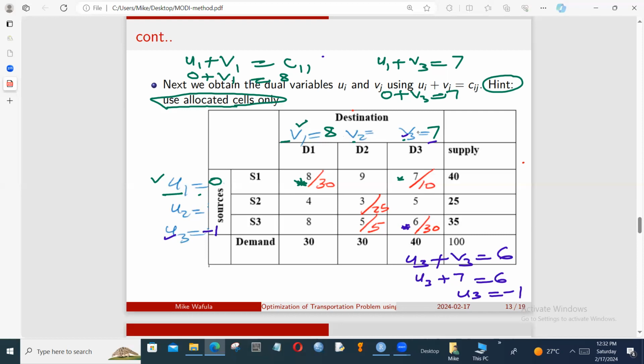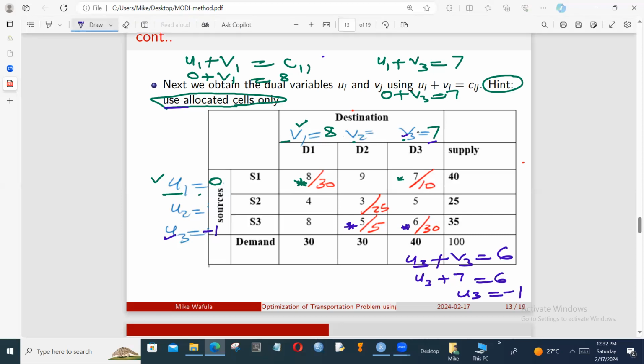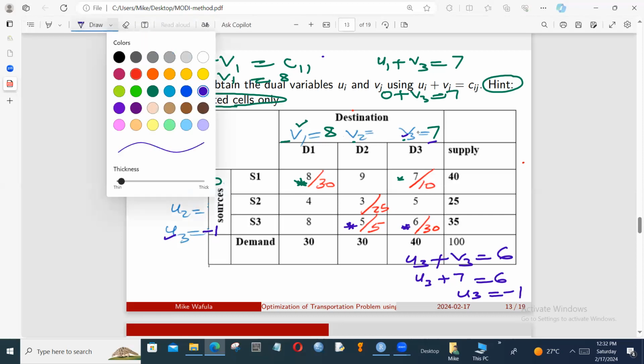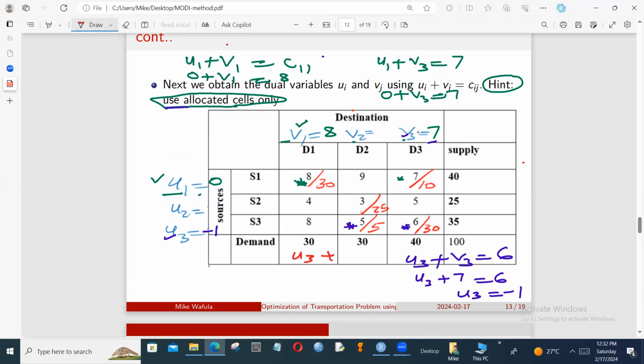We are doing well. We are only remaining with U2 and V2. Take in mind that I'm only walking around to check the cells that have units allocated, so that I can move to this particular cell, because at least I know U3 and I don't know V2. So let's see. You know that U3 plus V2 is equal to 5. But U3 I've said is -1, plus V2 which you don't know. This should be 5. So what is V2?